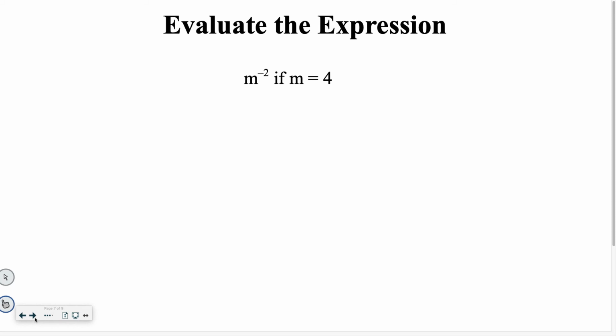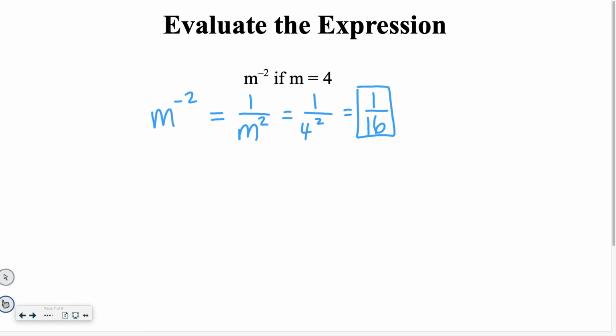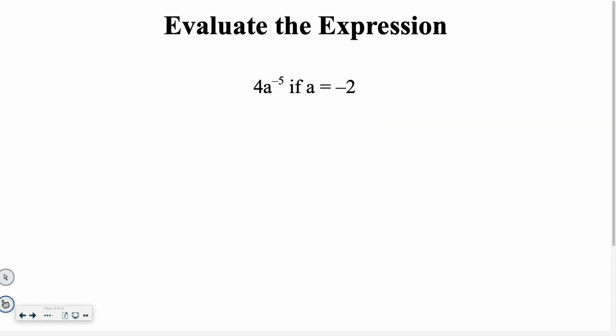Now let's practice evaluating. So evaluate m to the negative second power if m equals 4. So let's start by writing m with a positive exponent. And then let's replace m with the value we are given. So I have 1 over 4 squared, which is just 1 over 4 times 4, or 1 over 16. Okay, so you're just plugging numbers in. I recommend always changing any negative exponents to positive before you plug things in to evaluate.